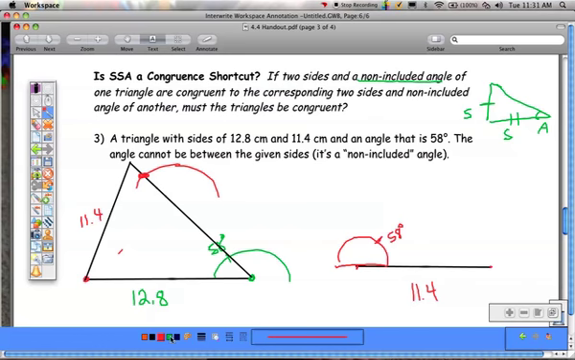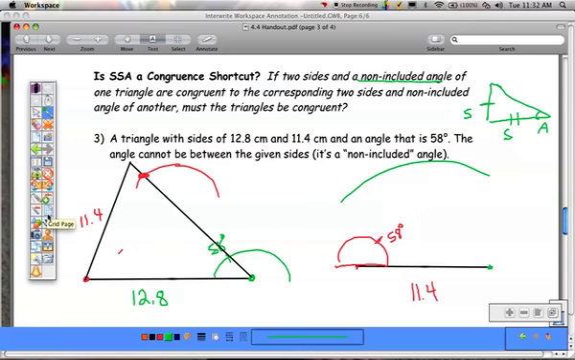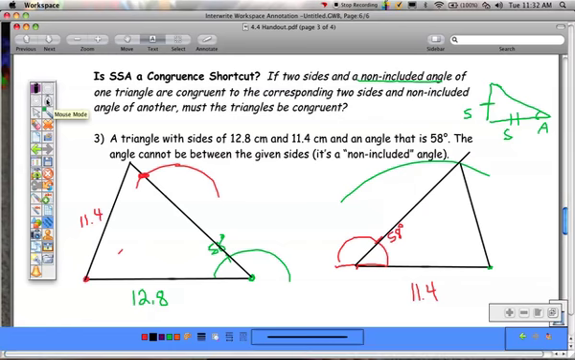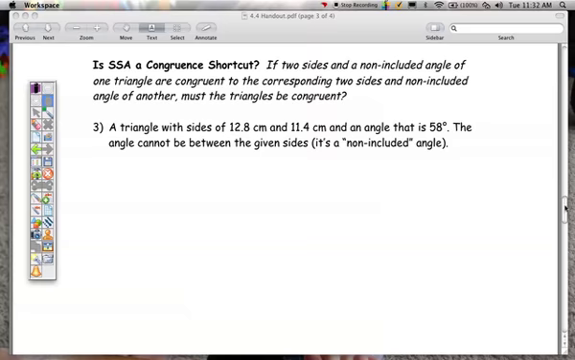Strike an arc from the other end. That's 12.8 centimeters, so stretch your compass to 12.8 centimeters and strike an arc. And where that meets this line right here, I should use a straight edge. Okay, so where this meets, then draw your triangle. Okay, and then compare. So right here is side-side-angle, a congruence shortcut.